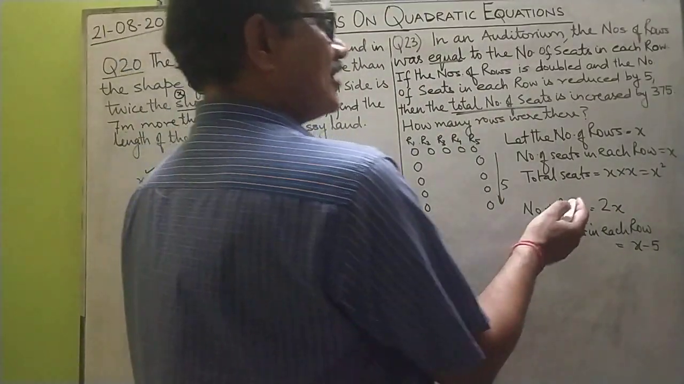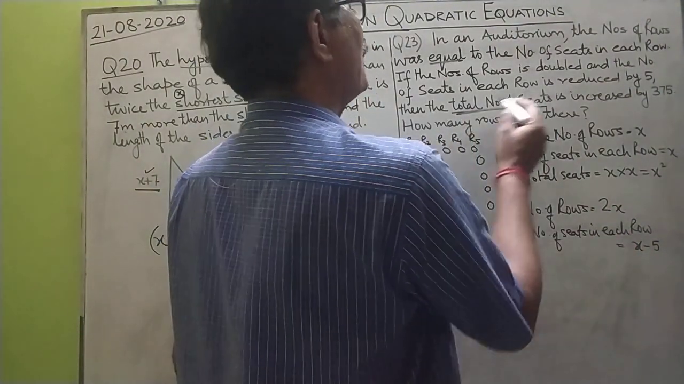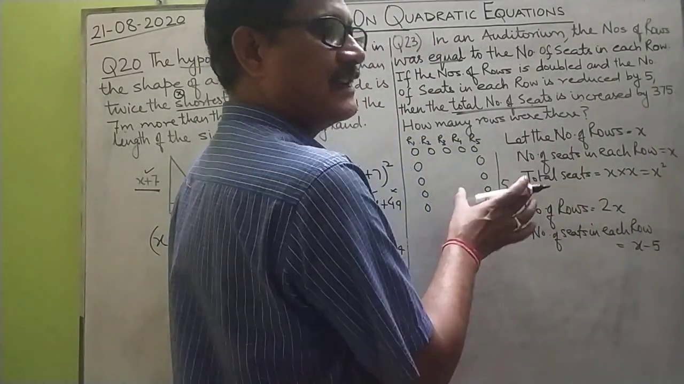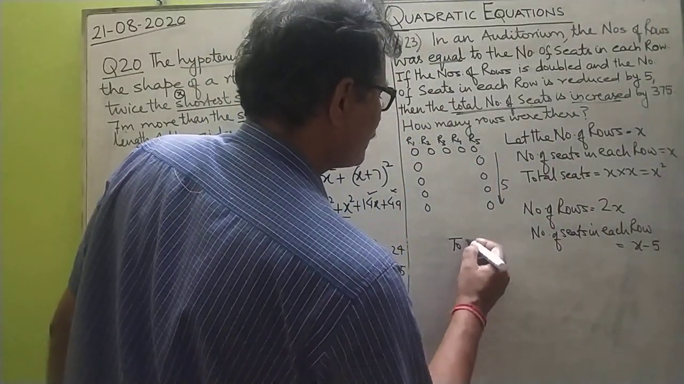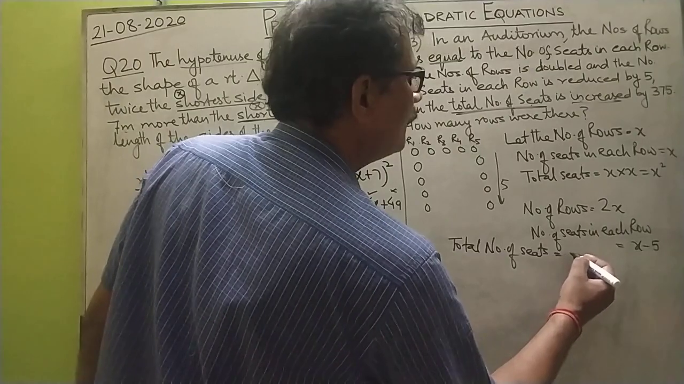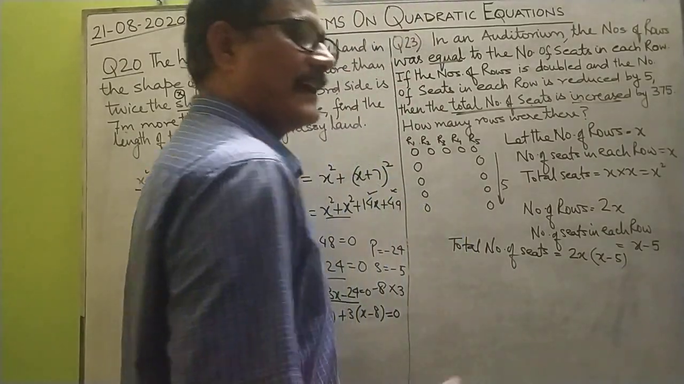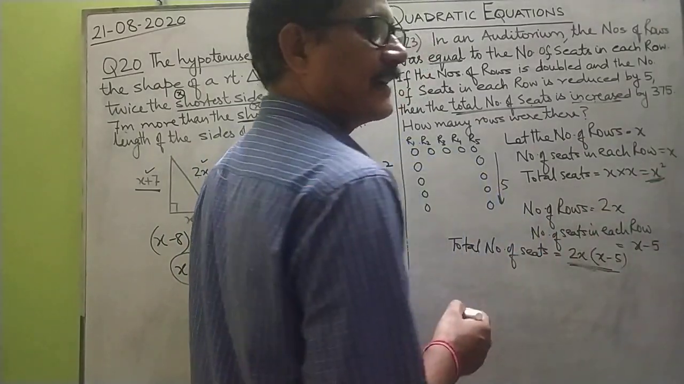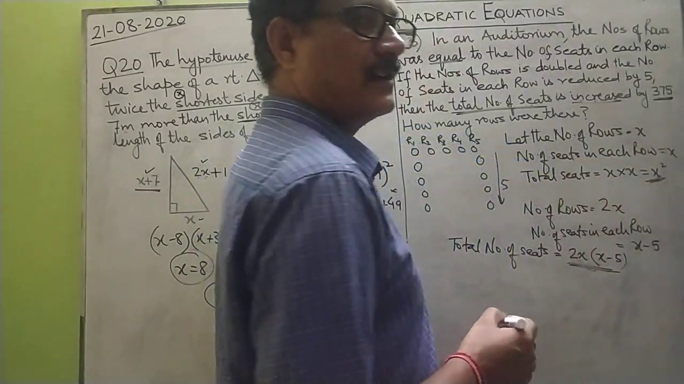Now with the change in number of rows and number of seats in each row, obviously the total number of seats may change. So he's saying that total number of seats is increased by 375. This number of seats is going to be more than the previous number of seats because they are increased. So let us find the total number of seats here first. The total number of seats will become the number of rows into number of seats in each row, that is 2x into x minus 5. Now as per the question, the total number of seats is increased. This means this is more than the previous number of seats, which is x square.